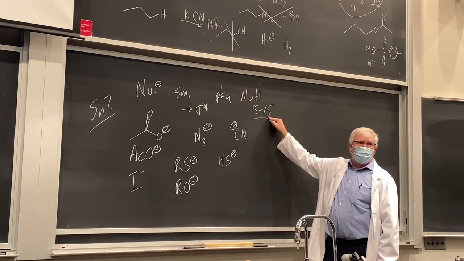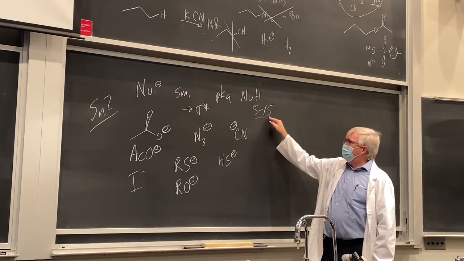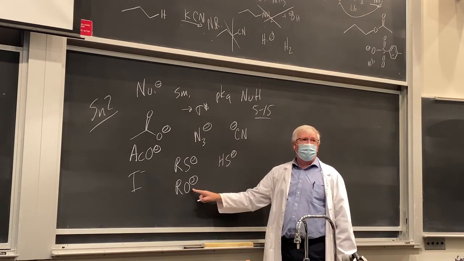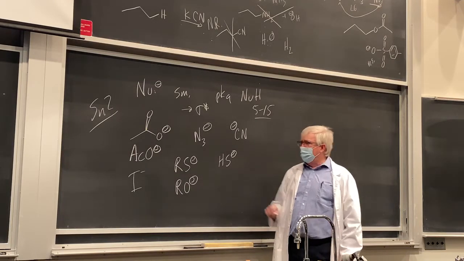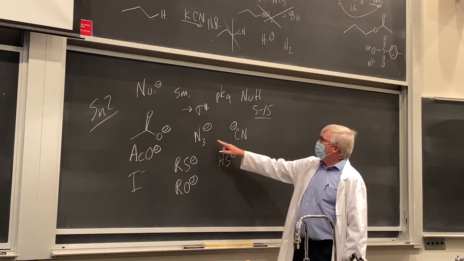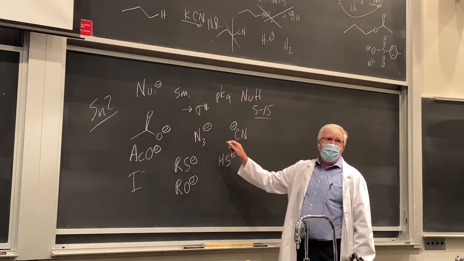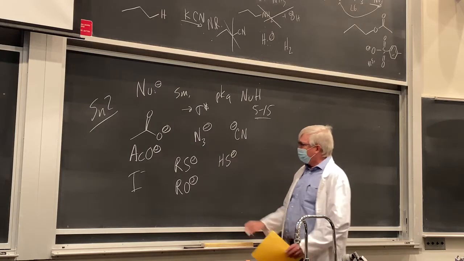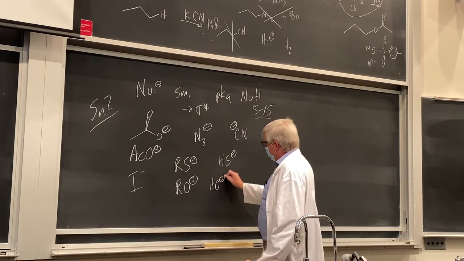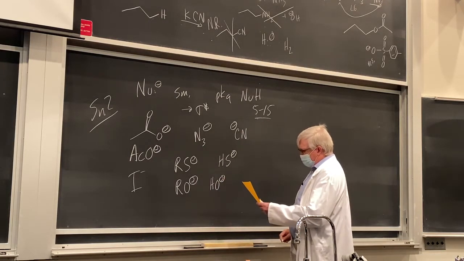15, 16, some are up around 18. That's a little bit too basic. A lot of times these will do E2 eliminations instead because they're a little too basic. These, hydrogen cyanide, hydrogen azide, those are 5 and 9. Those are perfect. They're right in this range, and they're very small there. Hydroxide also can be a good nucleophile.